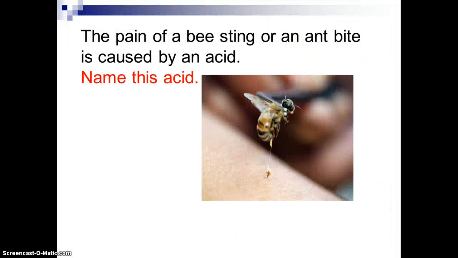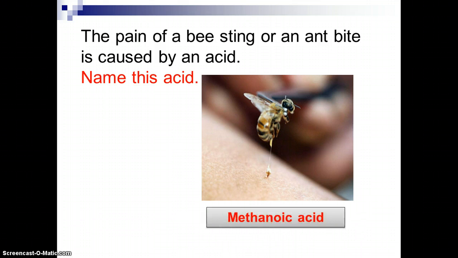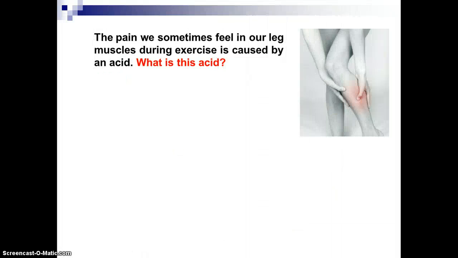Ouch! Imagine being stung by a bee. There is an acid that causes that pain, and this acid is called methanoic acid. Sometimes when you run, you have pain in the muscles too, and there's a certain type of acid that causes this pain, and this acid is called lactic acid.